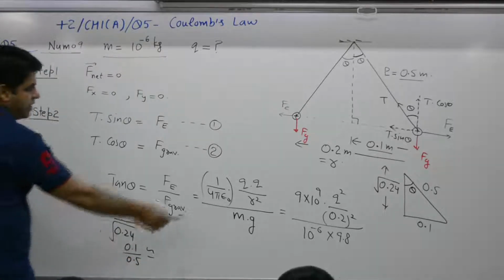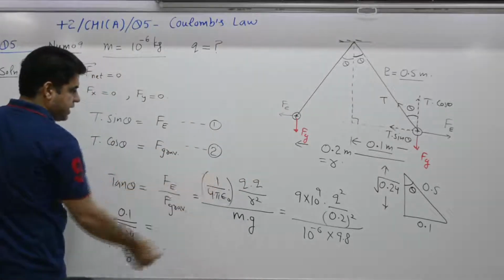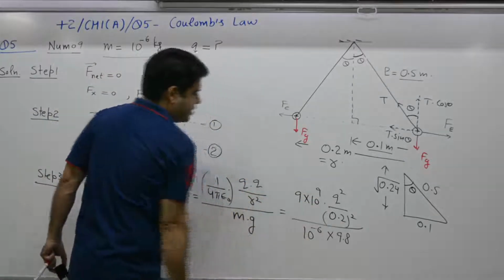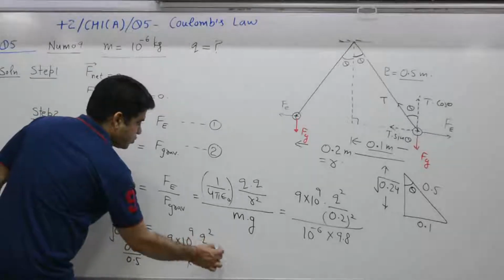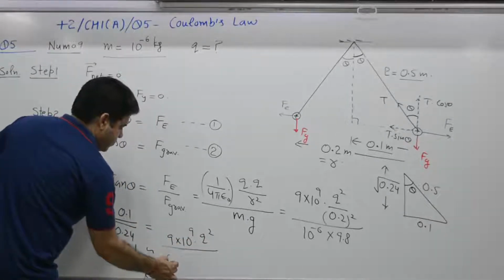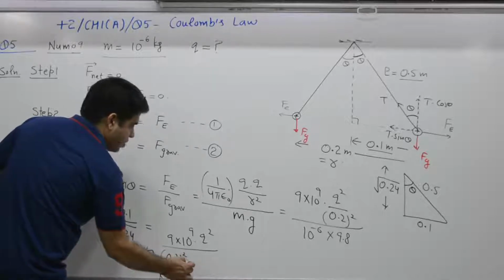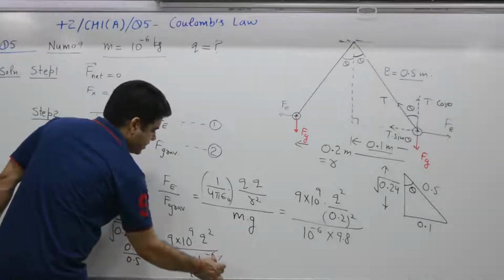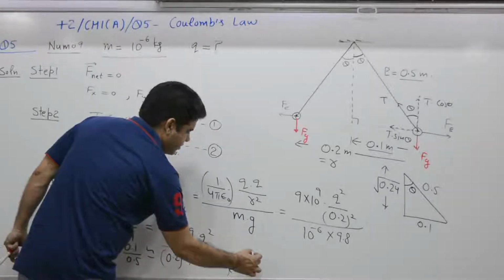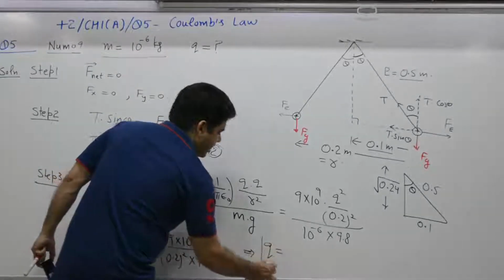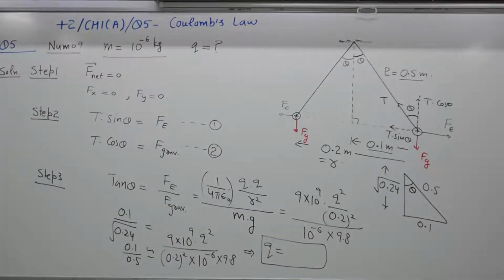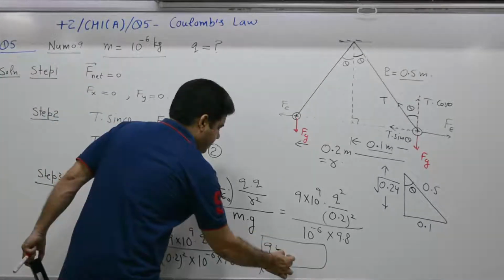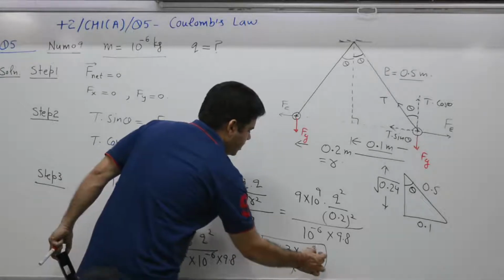So this value 0.1 is equal to this expression: 9 into 10 power 9 q square by 0.2 square, into 10 raised to the power minus 6 into 9.8. Solve and prove by calculation that the charge comes out to be approximately 3 into 10 to the power minus 9 coulomb.